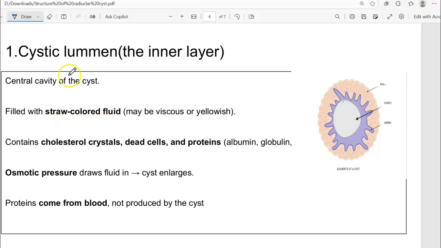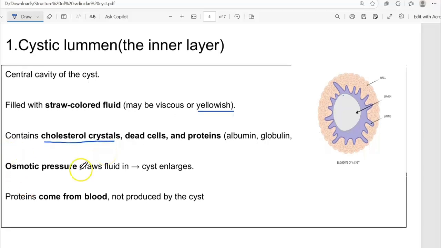It's formed of a fluid, usually a straw-colored one. It's yellowish most of the time, and it contains some components such as crystals, dead cells, and protein. And these cholesterol crystals, by the way, are what make the cyst actually shiny. The osmotic pressure draws fluid in and the cyst after that enlarges.